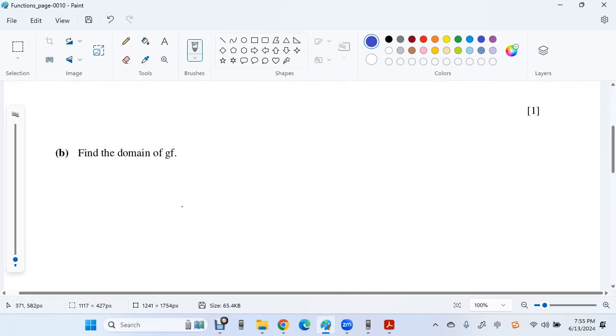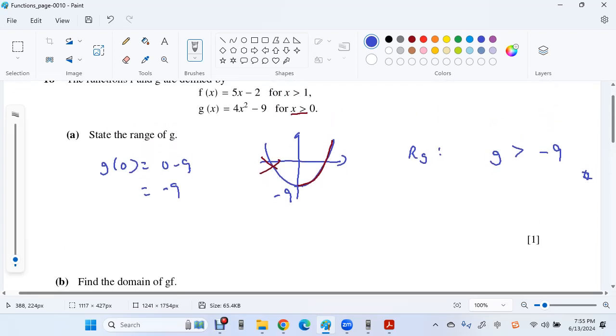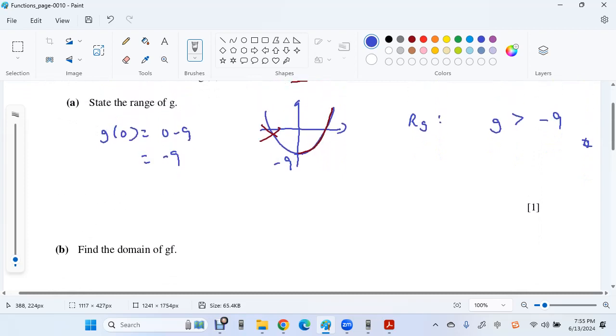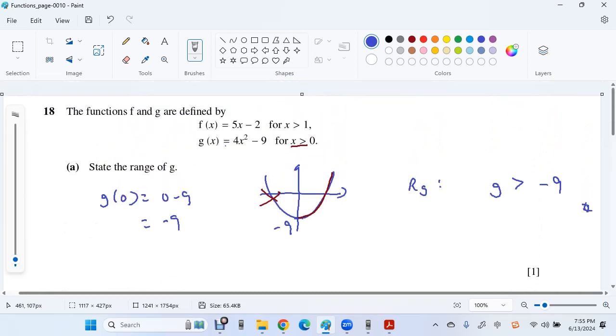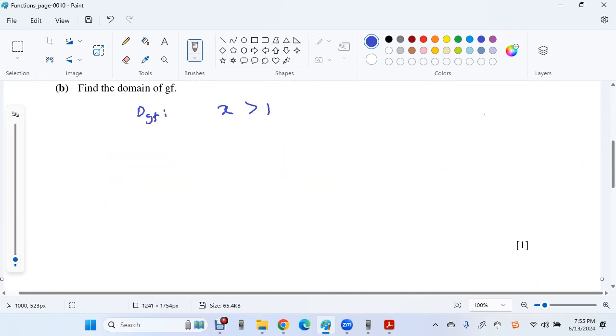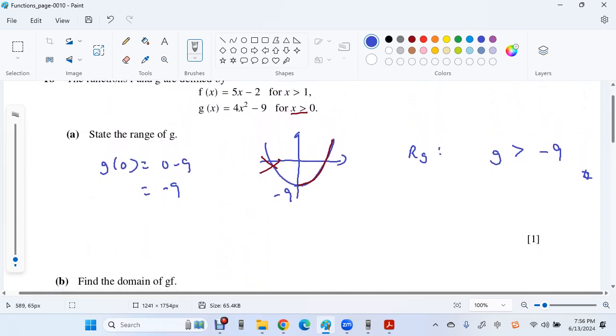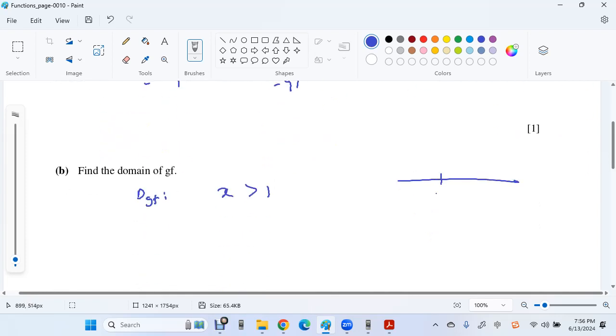Next, find the domain of gf(x). The domain for gf(x) will be x greater than 1. Because the domain of f is x greater than 1, we have 0 and 1, greater than 1 and then greater than 0. So it will be greater than 1.